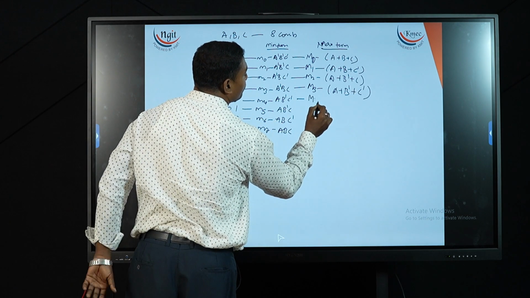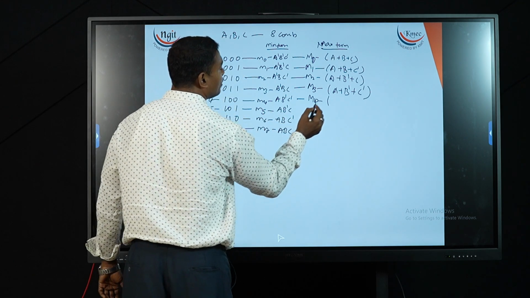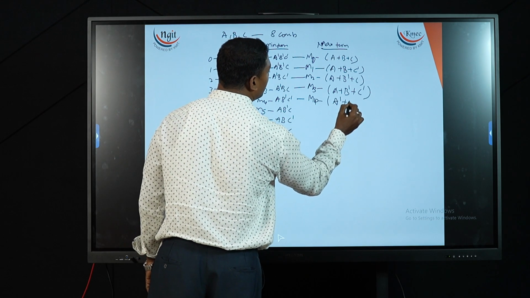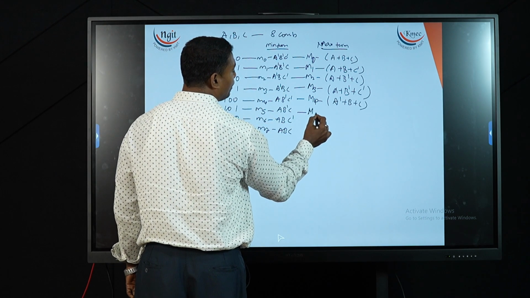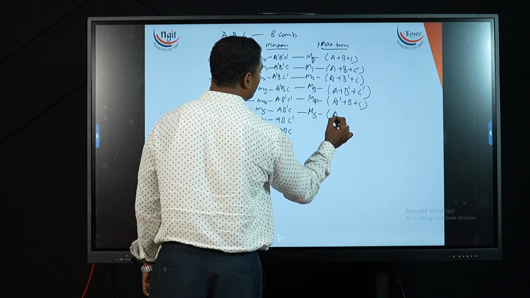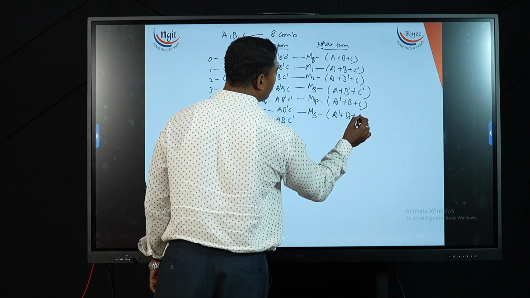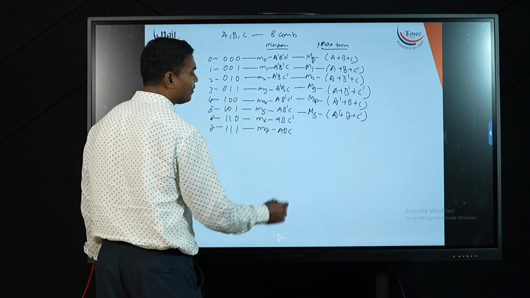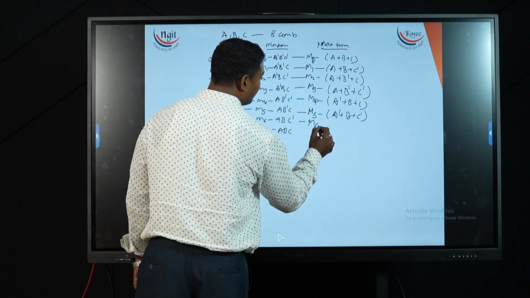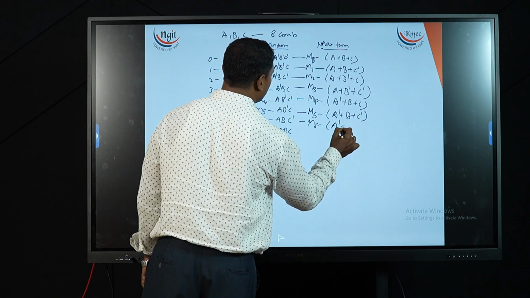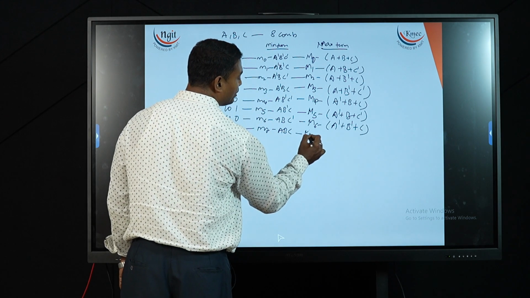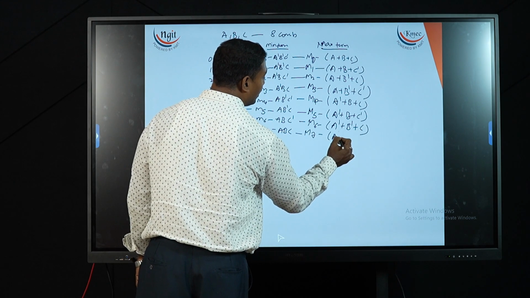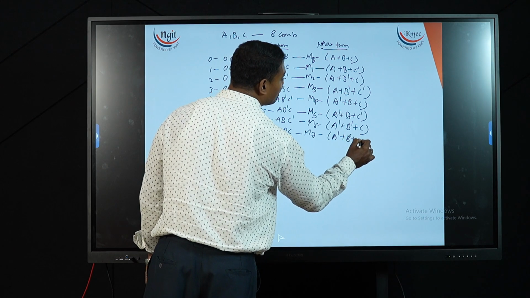Now M4 can be written as A dash plus B plus C. M5 can be written as A dash plus B plus C dash. M6 can be written as A dash plus B dash plus C. M7 can be written as A dash plus B dash plus C dash.